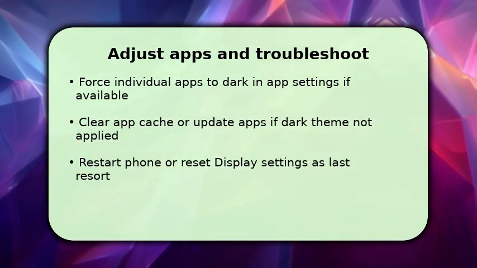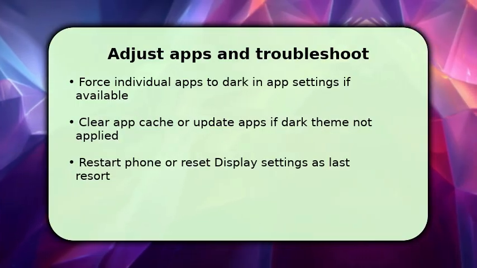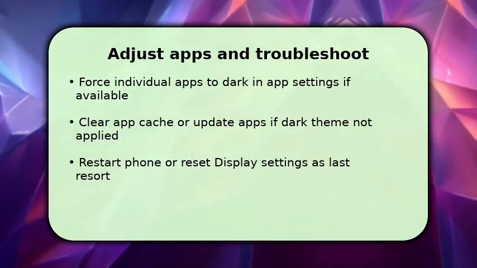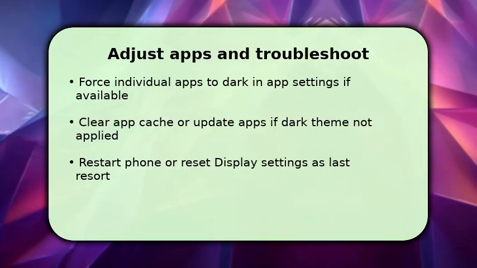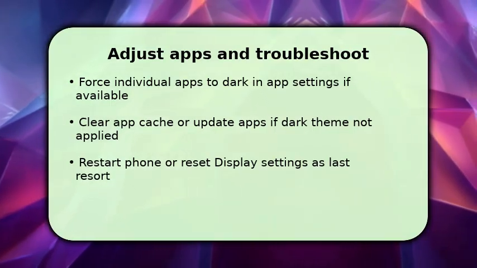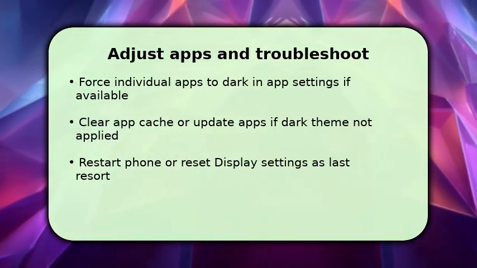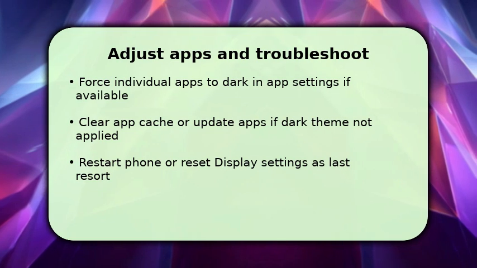If you still see light UI, restart the phone to refresh services. As a final troubleshooting tip, reset display settings. This restores defaults without erasing personal data and usually fixes persistent dark mode issues.